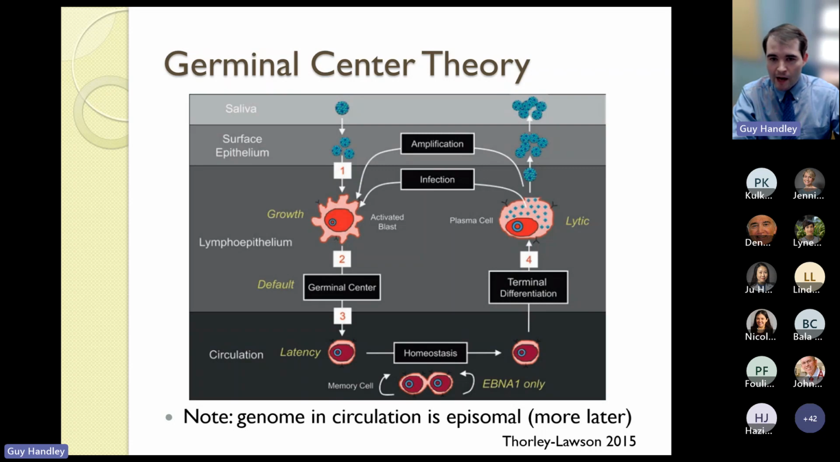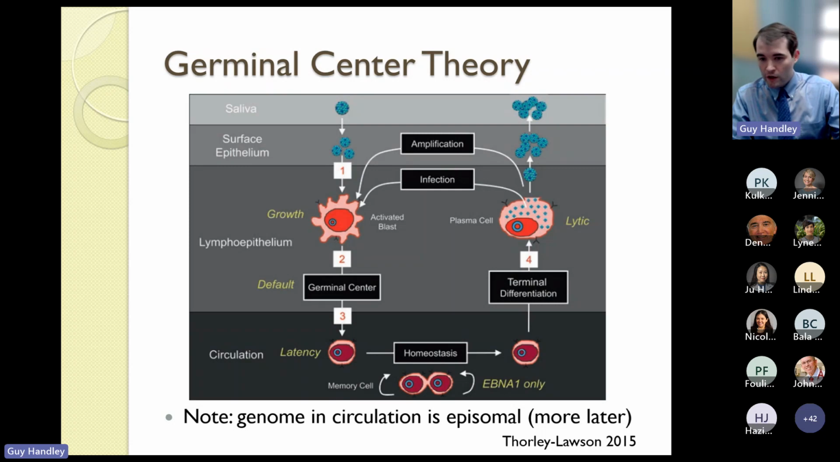And so the left side is what we just went over, differentiation to a memory B cell. His proposal was that you have this homeostatic balance, and then at some point, one of these memory B cells will move up through the lymphoepithelium, be induced to differentiate into a plasma cell, and that will induce production of lytic virus again through the surface epithelium, then into the saliva, and on to infect the next host.